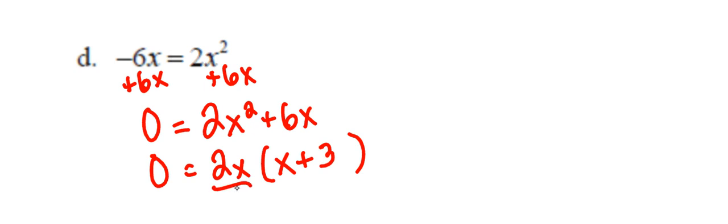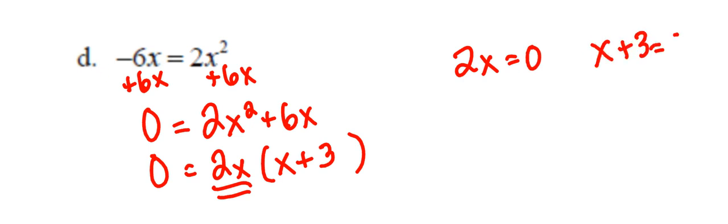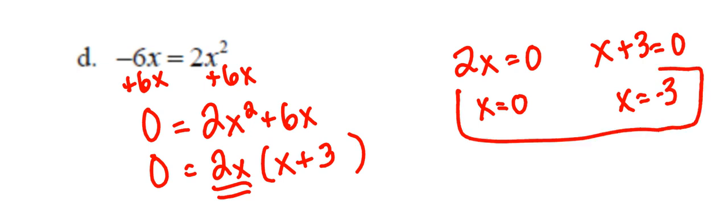Now again, 2x needs to be the greatest common factor that we're factoring out to solve this. So we get 2x equals 0 and x plus 3 equals 0. We divide by 2, x equals 0. We subtract 3, x is negative 3. All right, hopefully you're catching on.